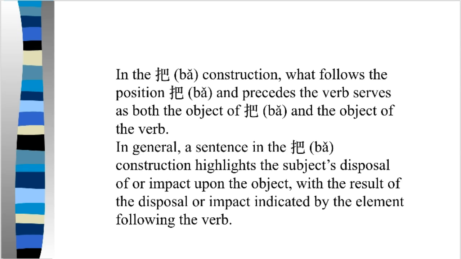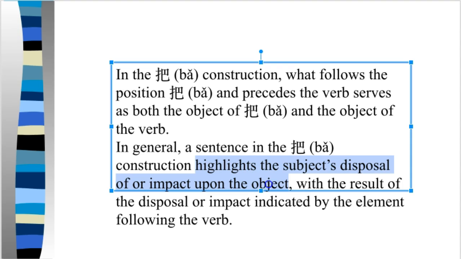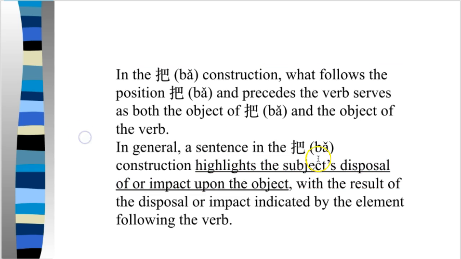Here's what ba means. Ba is used to highlight the so-called disposal of an object. Right? So you can translate it as a disposal structure. Something is happening to an object. So you can think of something physical, and this physical object is being acted upon. And I'm trying to emphasize that. I'm trying to highlight that in the sentence. And I want to do that with ba by changing around the word order. Let's look at an example.